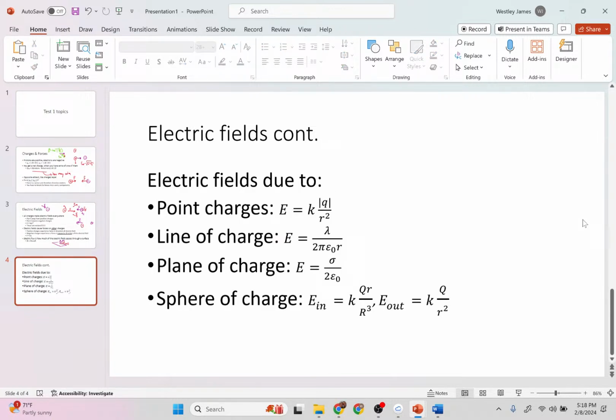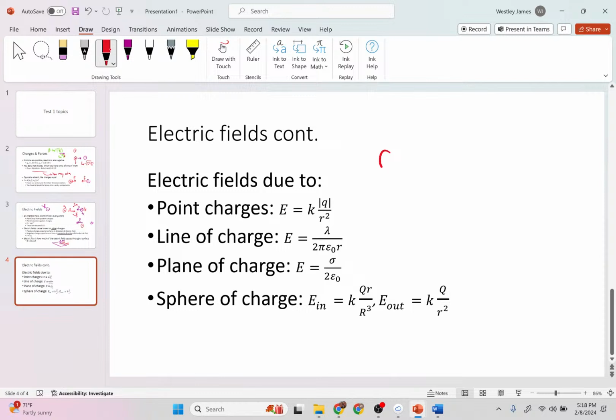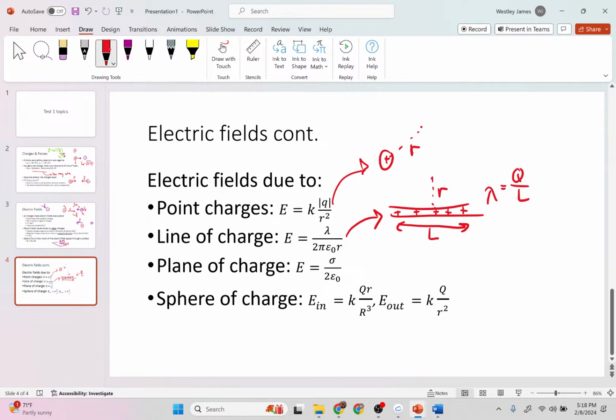So, point charge already talked about. But here you go. Point charge, electric field, some distance r away. You use that one. Line of charge. You got some line of charge. Let's just make it positive. And you want to find the electric field some distance away? It's that one. Lambda is the charge per length. Length is how big this wire is.